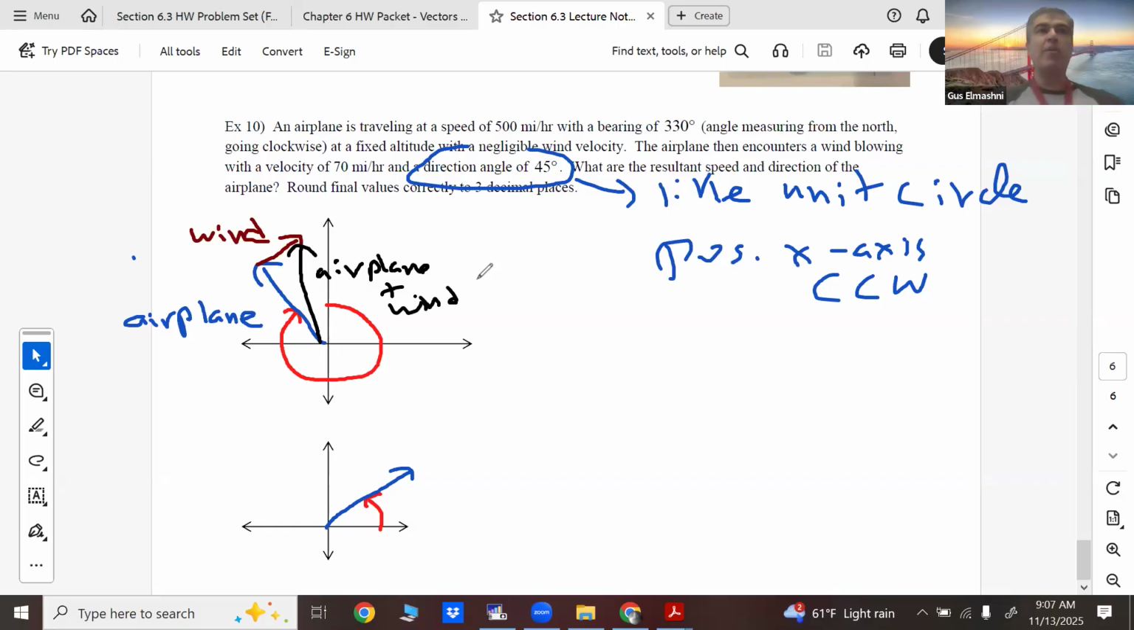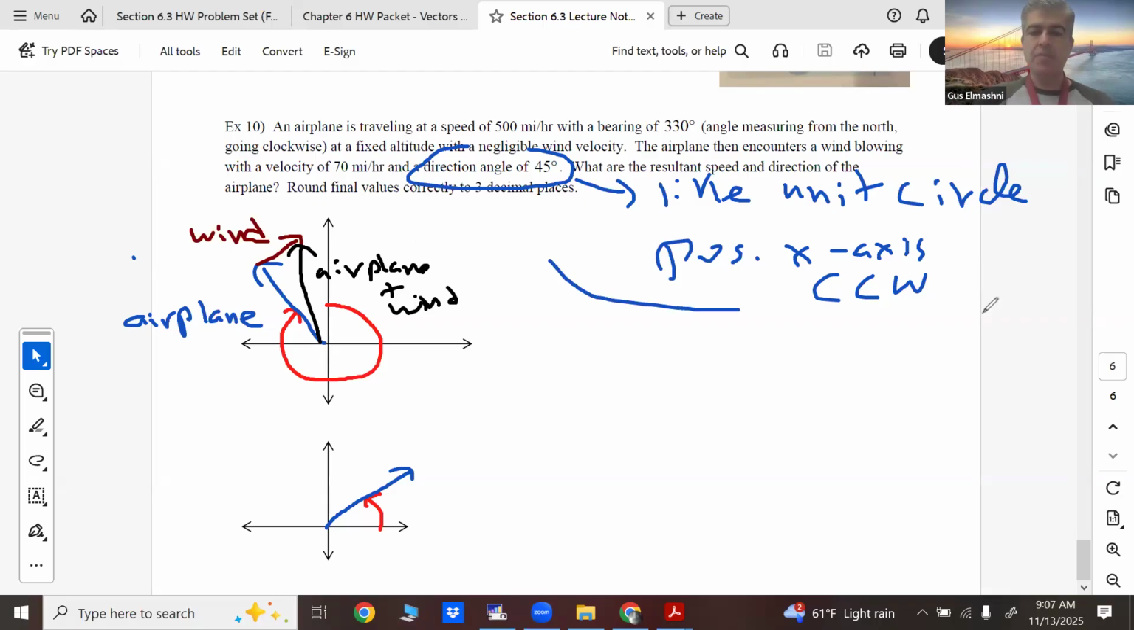And if one is pulling another way, you add those vectors, and it goes a certain direction, right? So that's exactly what's happening here. So let's do a vector for the airplane. Let's do a vector for the wind, and let's add the vectors afterwards. Okay. So airplane.